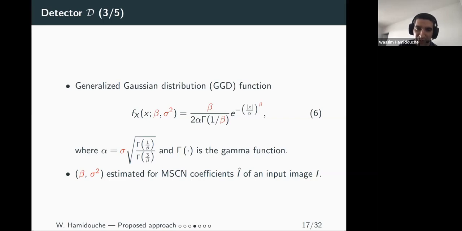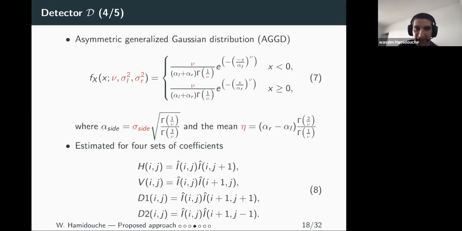So now you can count with me. We have two features, okay? Because at the end, we will end with 18 features. And now we also added some other distribution to have a better estimation of this distribution. And here we also use the asymmetric generalized Gaussian distribution.